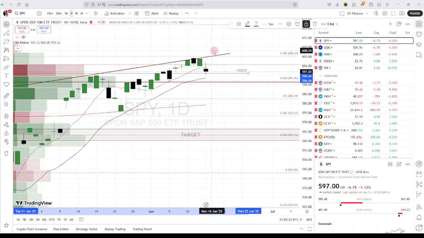When that volatility returned to the market, we immediately pushed down to the weekly pivot. We reverted back to the weekly pivot, and that is around the area where we closed.